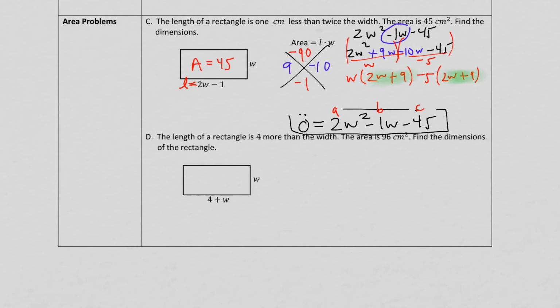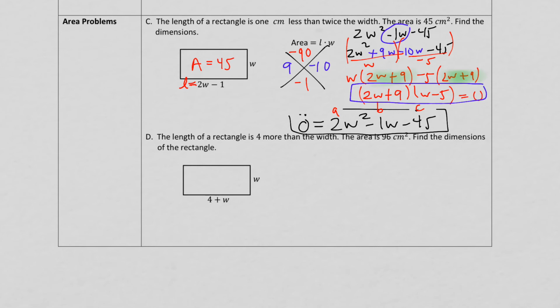To finish, I'm going to get 2w plus 9 as one factor. And then w minus 5 as my other factor. Now that equals 0. So here's my factored form of this exact same quadratic. So here's standard form, here's factored form.